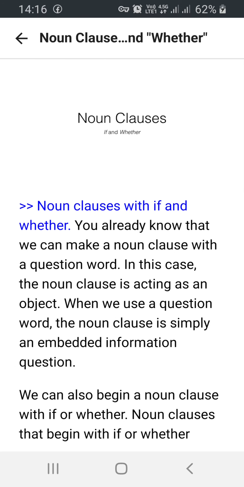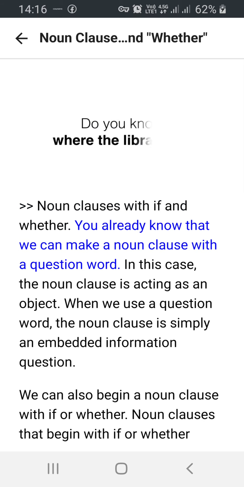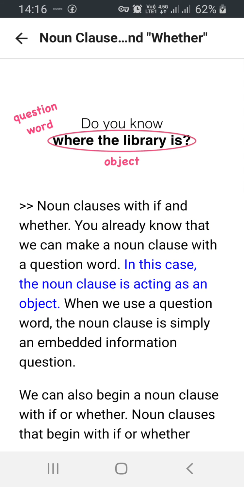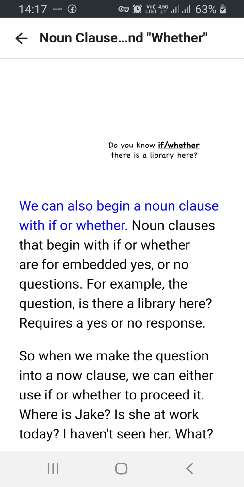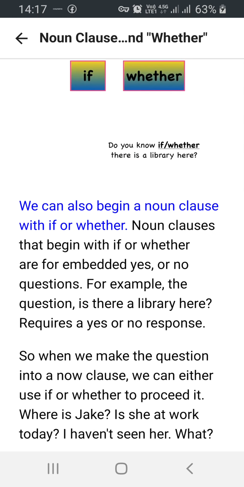Noun clauses with if and whether. You already know that we can make a noun clause with a question word. In this case, the noun clause is acting as an object. When we use a question word, the noun clause is simply an embedded information question. We can also begin a noun clause with if or whether. Noun clauses that begin with if or whether are for embedded yes or no questions.